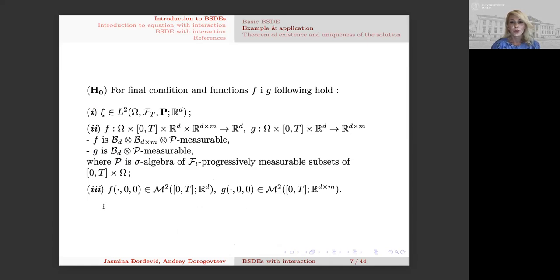For this theorem of existence and uniqueness, we need just some introductory hypotheses. H0 is the one which refers to the conditions on the final value and the drift and diffusion coefficients. The final value Xi is from the space L2. Functions f and g are defined in a given way, and they are measurable with respect to those products. And furthermore, for every t and zero value for y and z, f and g are from M2.